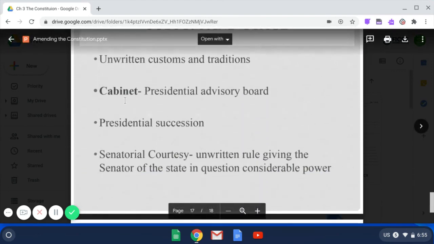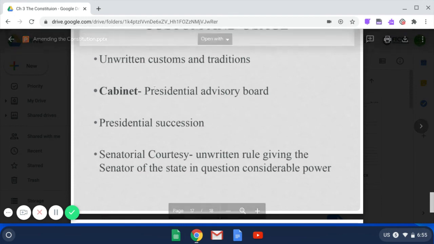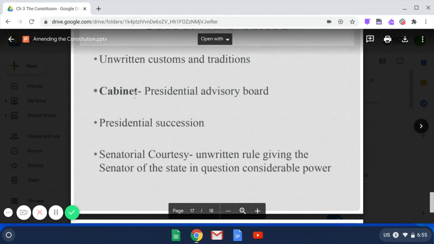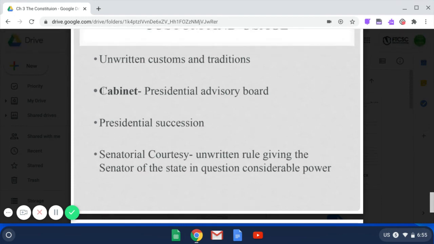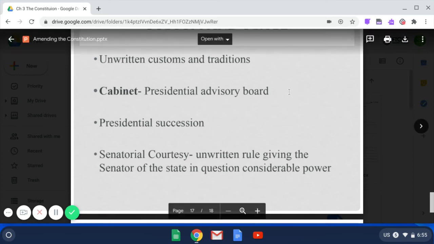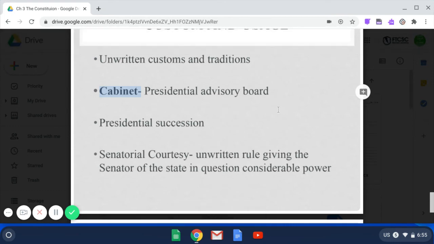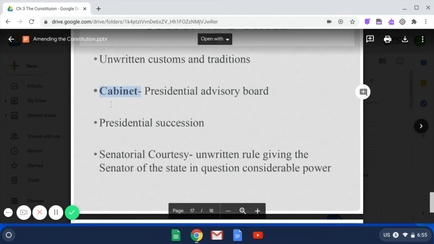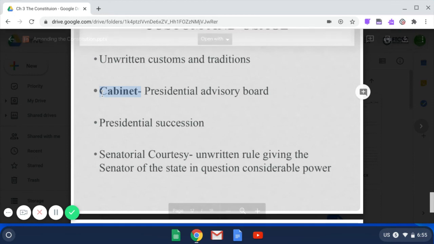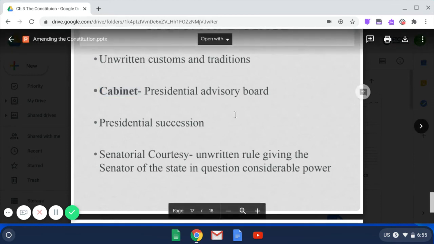So there are various unwritten customs and traditions. For example, the presidential cabinet: there's nowhere in the Constitution for it. This is just people that they feel, and today is probably more important than when the country first started, but they ideally fill it with people of high skills in areas. So, for example, they would have somebody that would advise them on the economy if the economy is not their strong point, military, et cetera, et cetera.